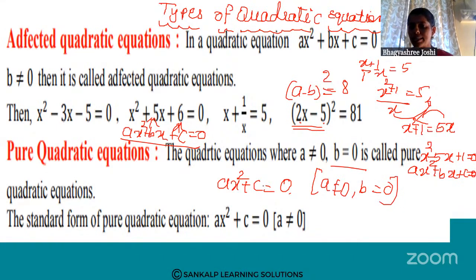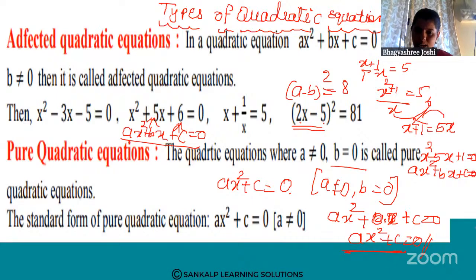Here I'm not going to see b. So b is 0 here. So I can also write this as b into 0, or 0 into x. 0 into x plus c equal to 0. So 0 into x is 0 only. Ax square plus c equal to 0 comes. So this is the general form of pure quadratic equation, that is ax square plus c is equal to 0 where a is not equal to 0. Remember, two types of quadratic equations are there. One is affected quadratic equation. Second one is pure quadratic equation.